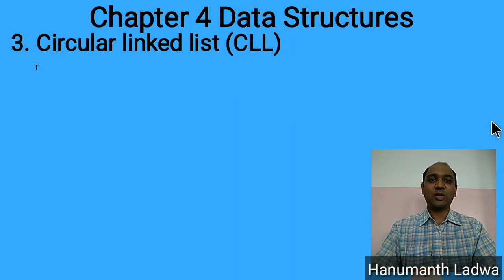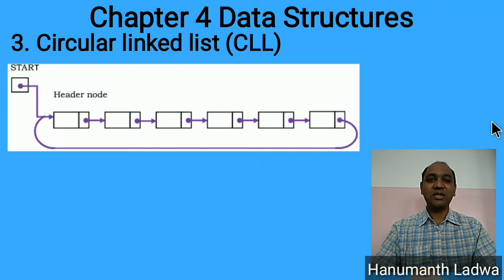Now let us have circular linked list. If the reference of the last node is pointing to the first node in a linked list, then such a linked list is called a circular linked list. Here in the diagram you can see start, header node, and here we have so many nodes, and the last node reference is again pointing back to the first node. So such a linked list is called a circular linked list.